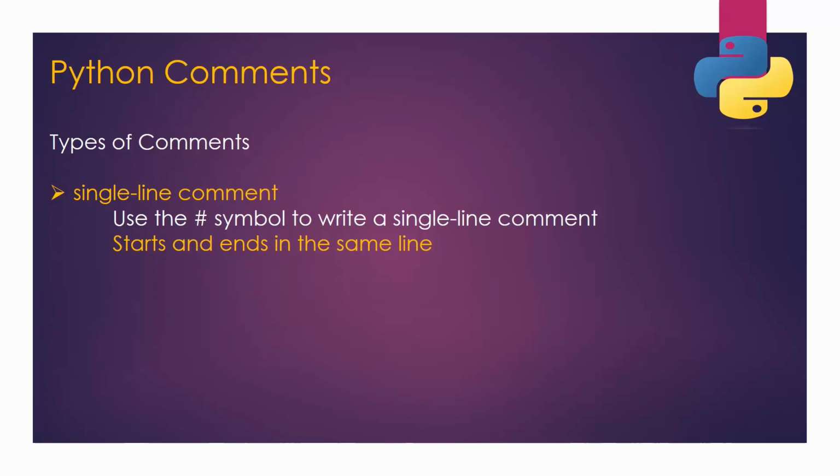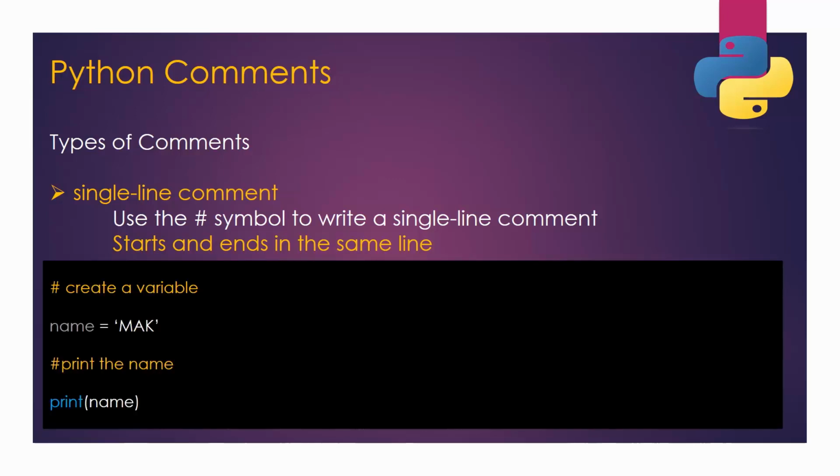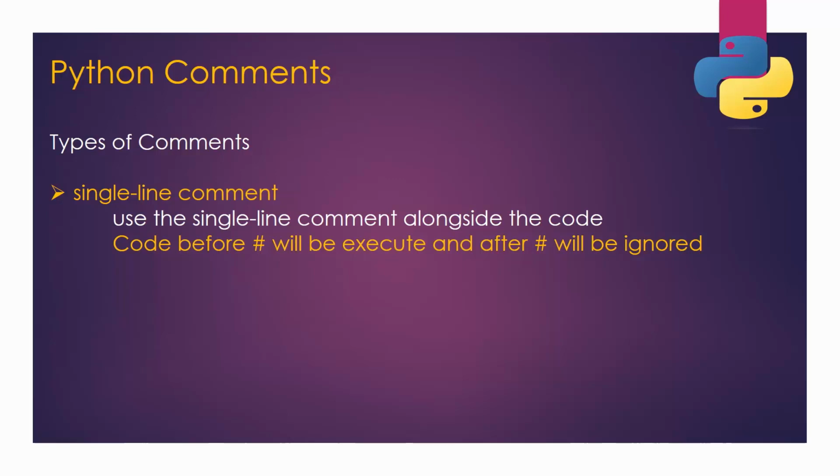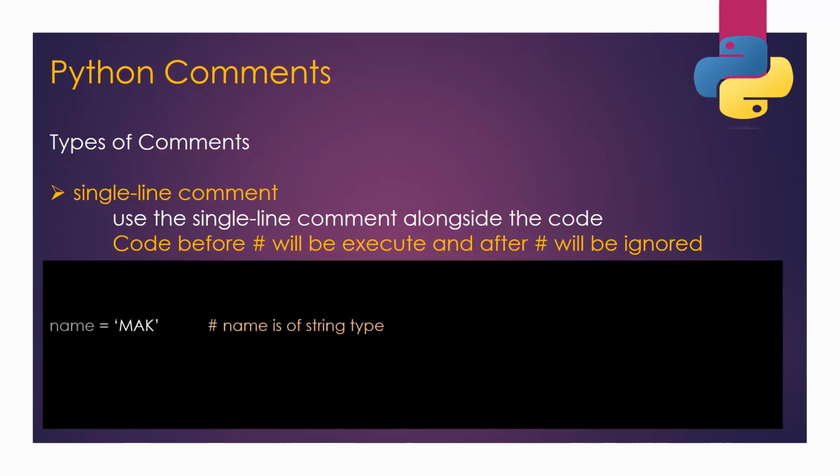There are two ways of using single line comments in Python. You can use it before the code or next to the code. In this example, create a variable and print the name are two single line comments. In a single line comment, alongside the code, what is before the hash will be executed and after the hash will be ignored. Like in this example, this is a single line of code where the comment is written alongside the code.